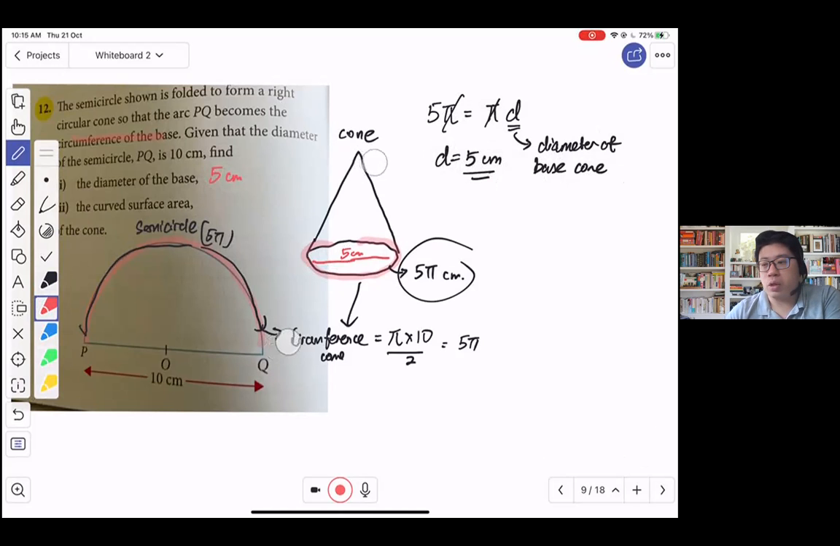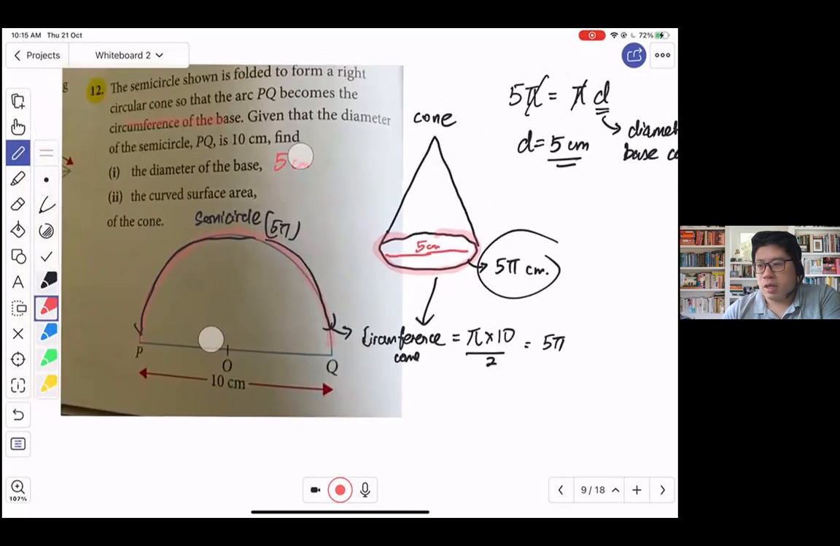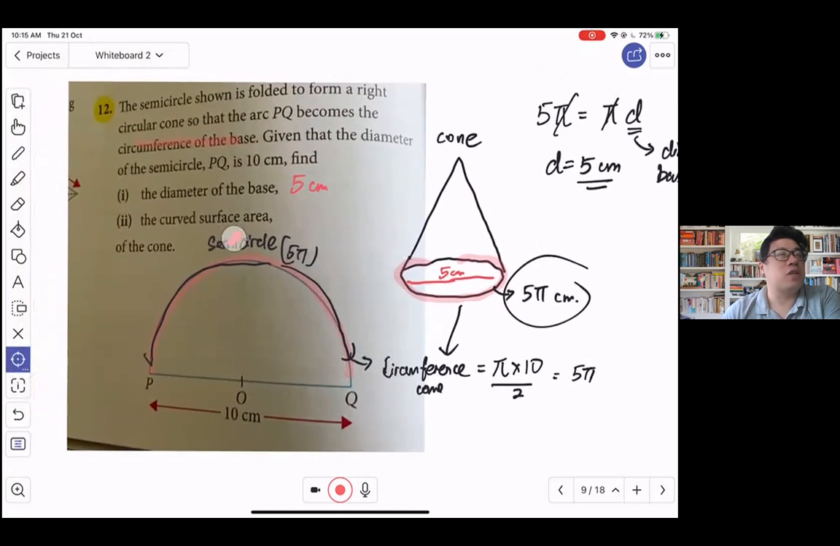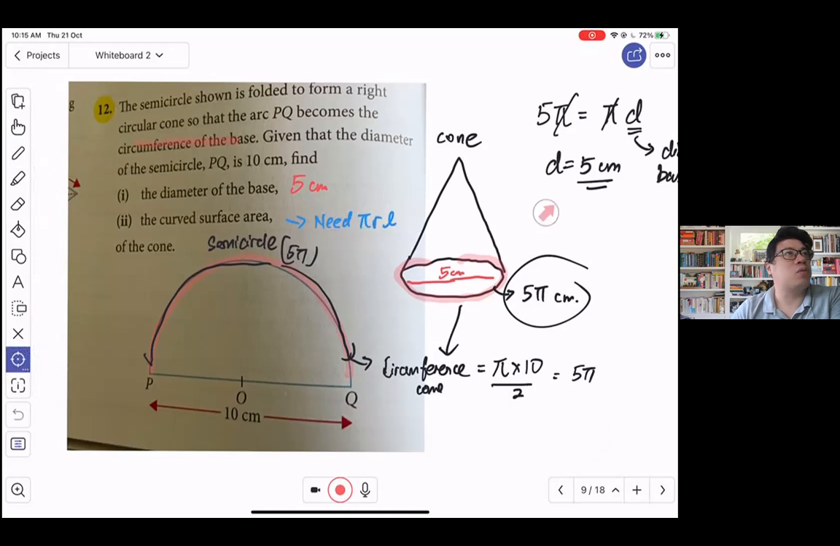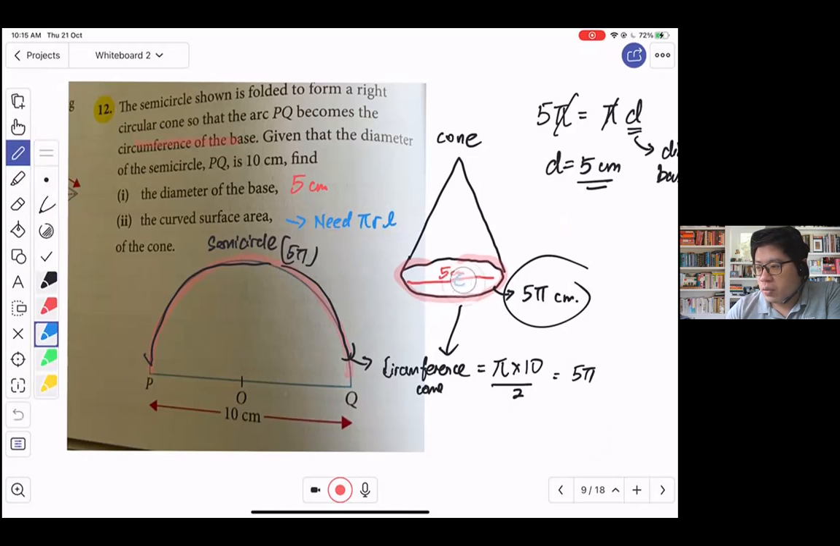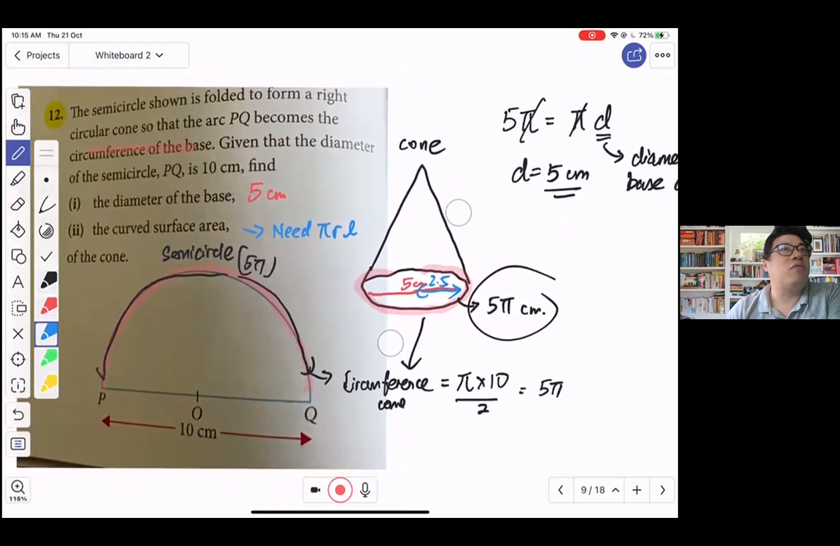Now, next thing is this. When you notice that part 2, we are going to find the curved surface area. So the curved surface area of the cone, as we know, if you backtrack in your formula, you need pi r l. Okay, you need r and l. So we have our r already because our diameter is 5 now. So you should know that for the cone, the radius will just be 2.5. Okay, so how do we find the slant height?